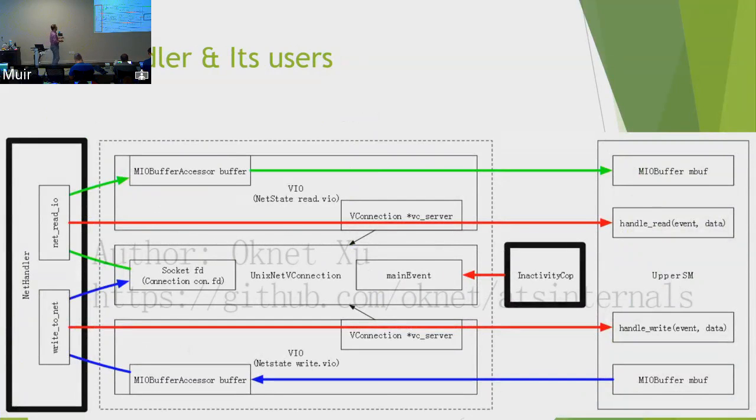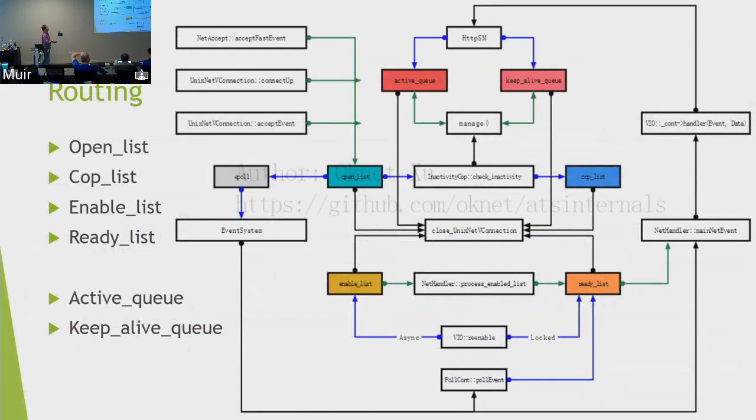So when the net handler sees that the object FD has a read or write event, it reads data and triggers an event to the SM and gets the mutex of the SM. The write processor works the same as the read processor. This is the NetVC routing, just like event routing.